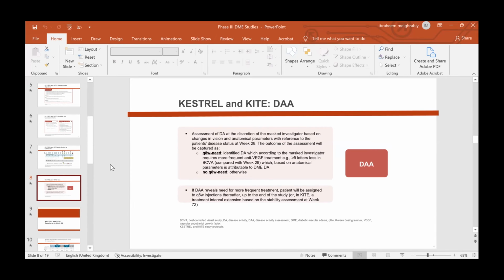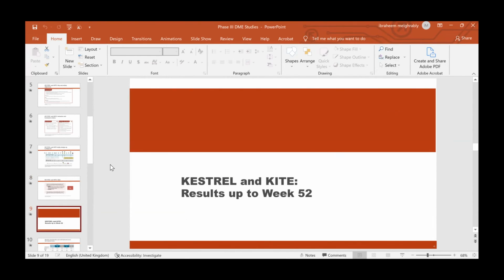The assessment of disease activity was done at a certain period, as I mentioned before, mainly at week 28. And there were some criteria to say whether there was a disease activity or not, and according to which, whether we should continue on Q12 or move to Q8. So these are the results.